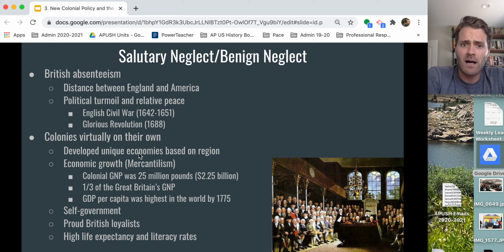And as we talked about a lot last week, because of all this progress, because of the stability that's created in the colonies, there is a high life expectancy. They're living longer than elsewhere in the world, and a very high literacy rate. So all that's going to help set the stage for what comes next, specifically the literacy rate piece.